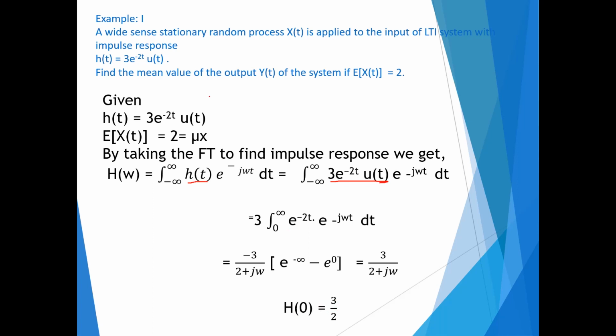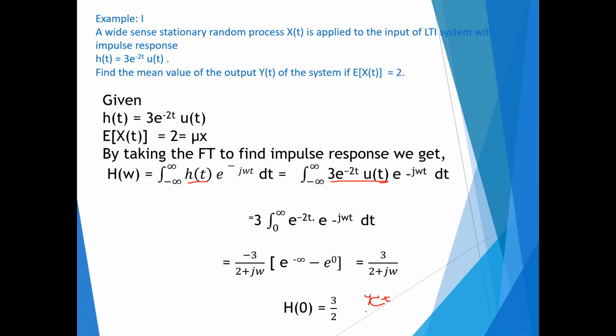Now the mean of x of t is already given to us, that is mu of x, which is nothing but the expected value of x of t. That is given as 2. So if you find y of t, the output of the LTI system, it is h of 0 multiplied by the expected value of x of t. So 3 by 2 into 2. The 2 will get cancelled out. Our answer is 3 now.